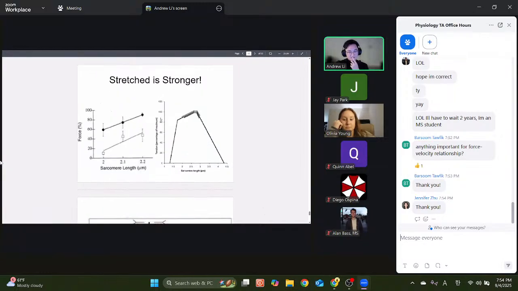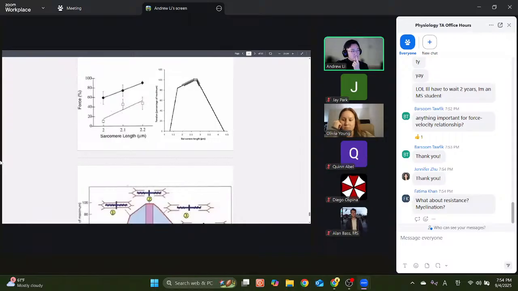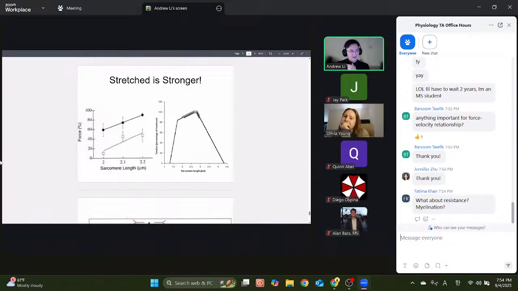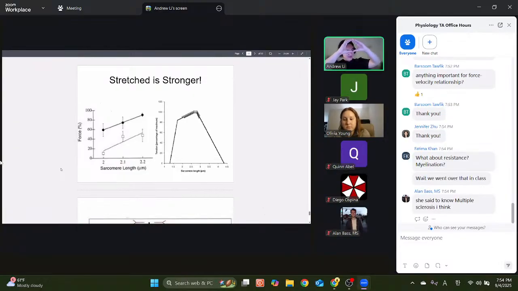Stretched resistance and myelination. I don't believe they'll ask, that was more module 1, but with myelination, so things that affect an action potential, right? The velocity of it is the surface area of it, right? Got it. Multiple sclerosis, so it's an autoimmune problem attacking the myelin on your axons. And this is associated to what Fatima asked too.